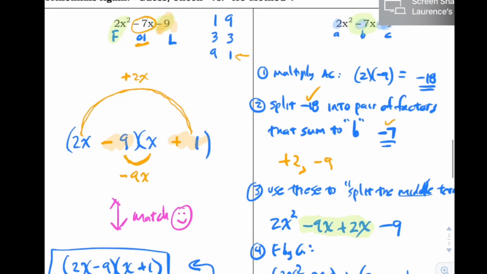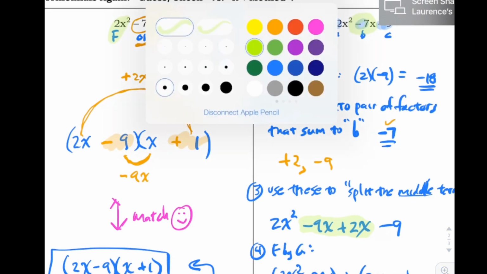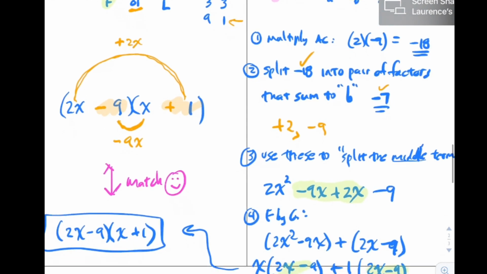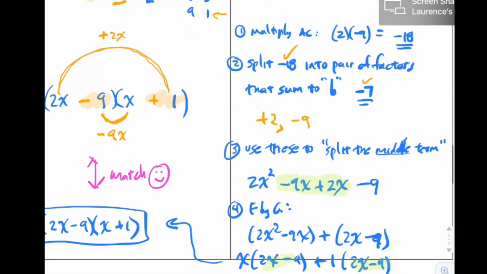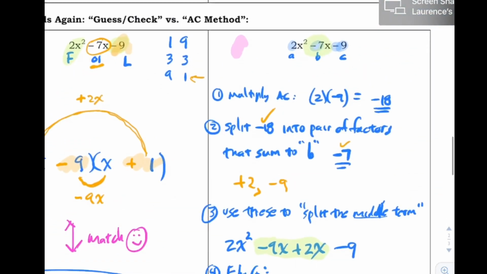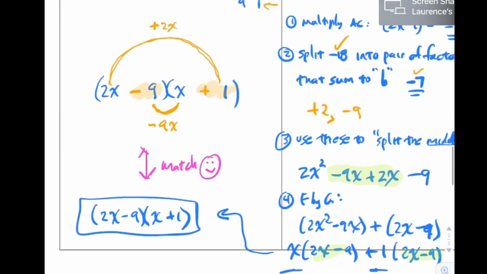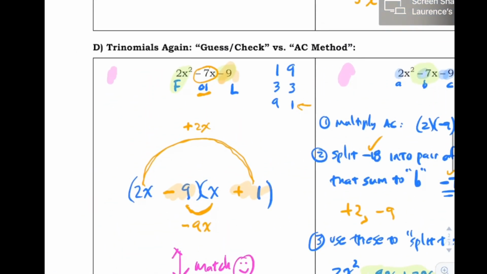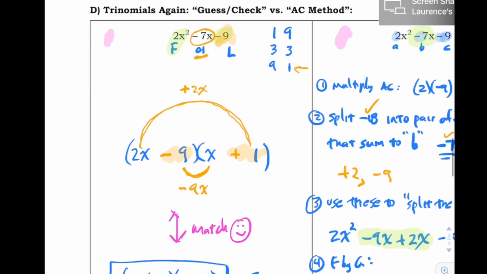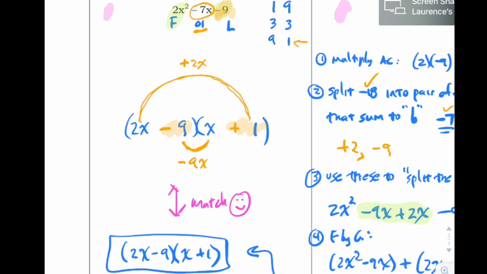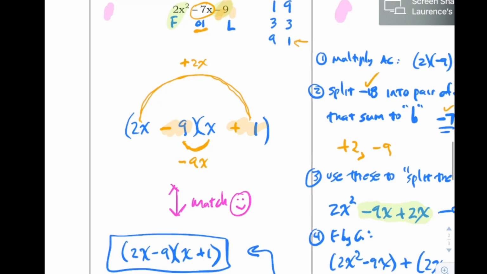I suppose people that like this AC way better, what would you like about it? You'd like that it's a nice recipe, right? It's a step-by-step, do this, do this, do this, and you'll get the answer eventually. If you're liking this method, why do you like it? Well, one, it might be a little faster. If you're okay playing around with some numbers in your head, and they're not big numbers, 2, 9, 18, maybe, something like that. You just play around with numbers in your head and guess and check.